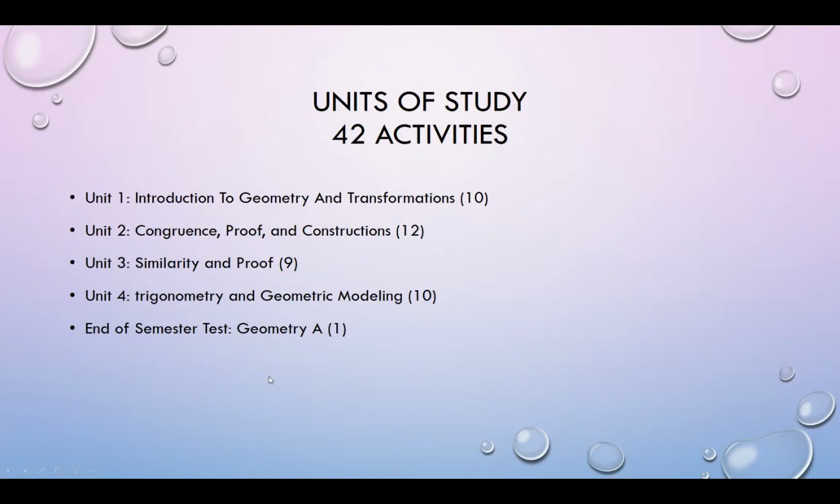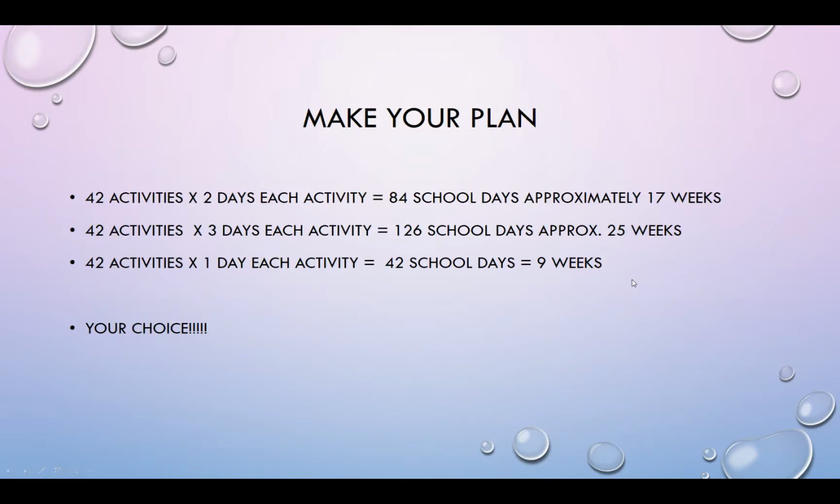So next, let's take a look at each one of the units of study. And this one, again, I'm using as an example, is Geometry Semester A. It has 42 activities. It is divided up into 4 units, and it has an end of semester test. So virtually each one of these units is the equivalent of about 1 1/4 or 1.25 credits. Okay, 42 activities. So now, why do you need to have that information? Because it helps you plan.